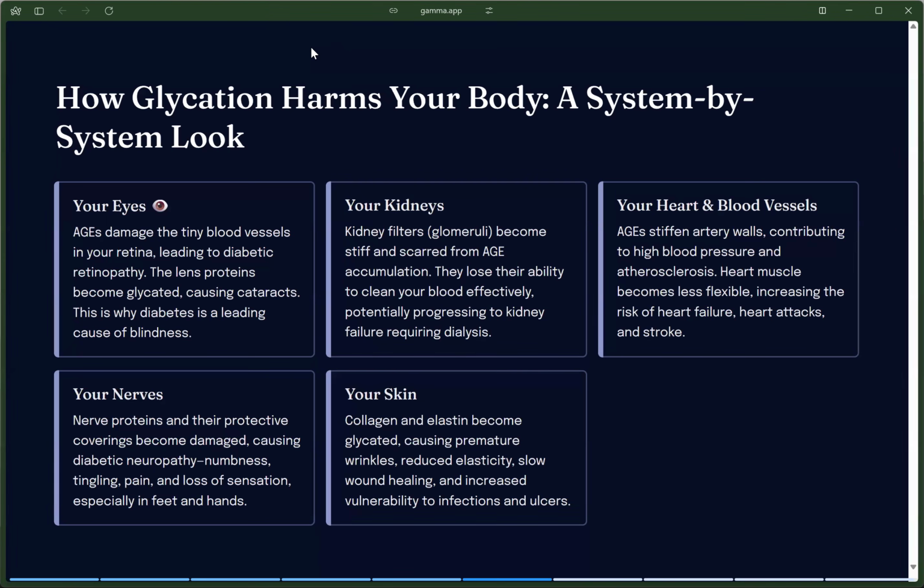Important. Okay. The second important thing is your kidney function, because your kidneys are a tiny organ, but they have a lot of duty to do.